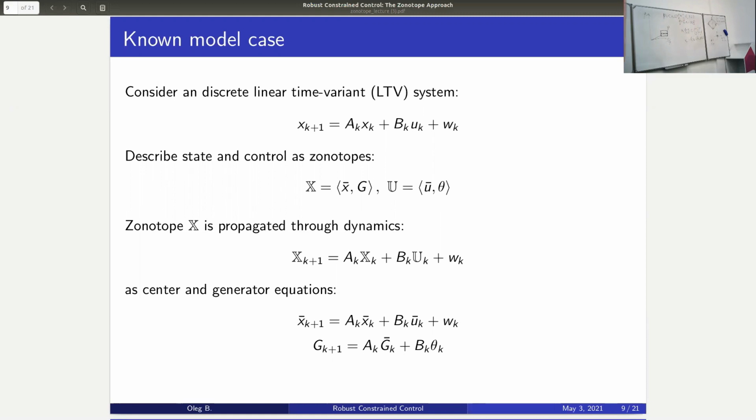At step k plus 1, the center of the Zonotope is given by this operation, just the same as it would be with one point. And for the generators, we just sum these generators. But a very important point: it's not a Minkowski sum. It's just the summation between vectors.